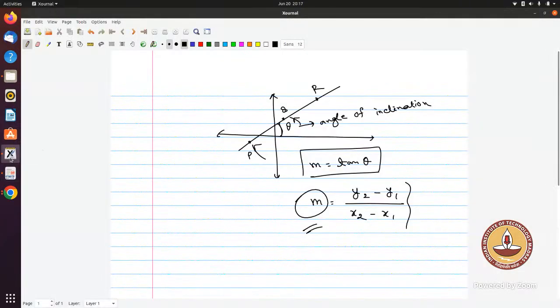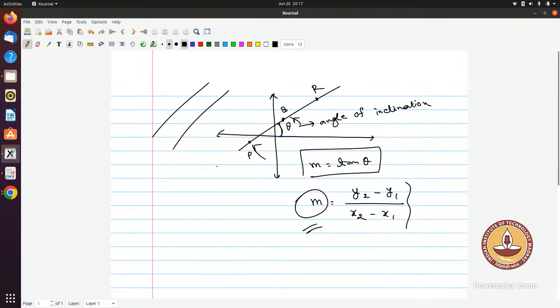Even if two lines are parallel, can two parallel lines intersect each other in a 2D plane? No, right? But here I can see that Q is the common point in both of them. What does that mean? That means they are the same straight line. PQ and QR are part of the same straight line. That's why the slope is equal in this case.